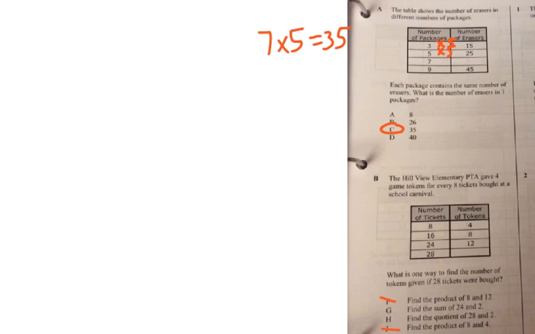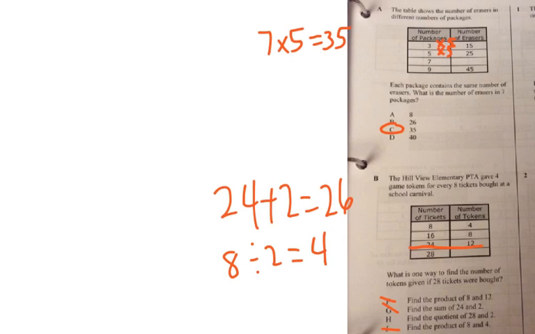Let's go back and look at choice G. It says find the sum of 24 and 2. If I add 24 plus 2, I get 26. Is that what they get in that column right there? No, it's not. So G is out. So choice H says find the quotient of 28 and 2. So let's test it out. Let's divide 8 by 2, and I get 4. That's correct. 16 divided by 2, I get 8. So that's correct. So my correct answer would be H.